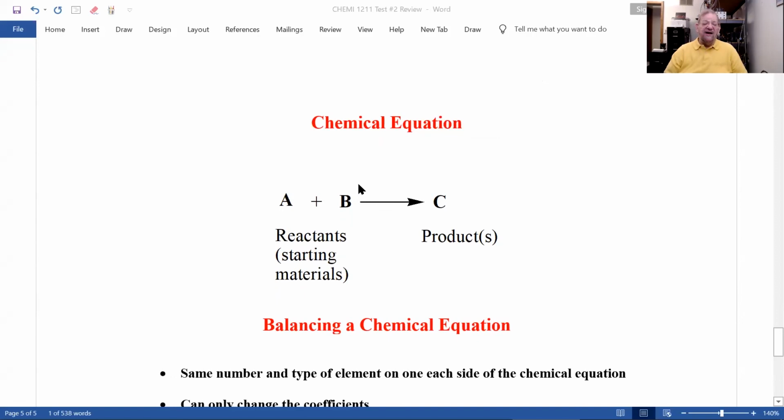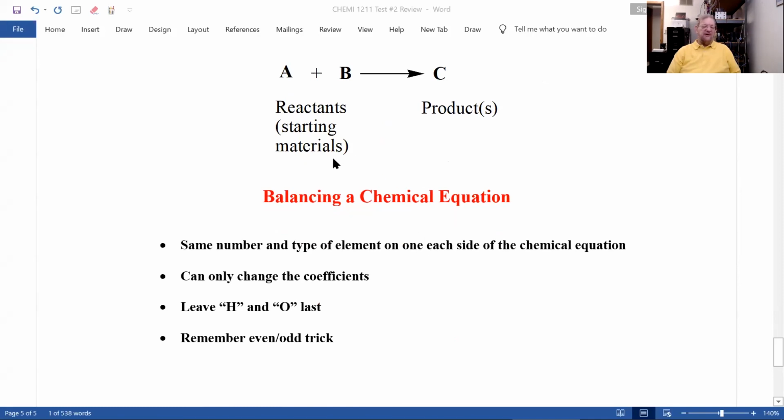Now, in this chapter 7, we talked about, notice I say we, I did and you listened, but I like to say we anyways. We talked about the chemical equation. And here's a chemical equation. We have an arrow. At the base of the arrow are the reactants, which I also will call starting materials. At the head of the arrow is the product or products.